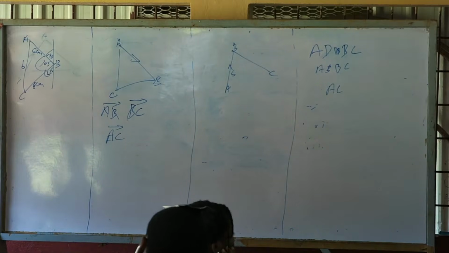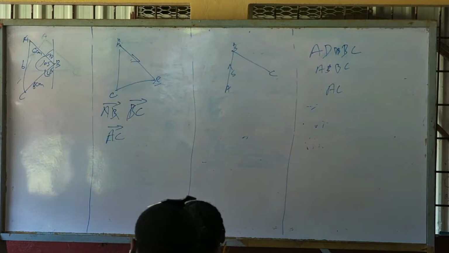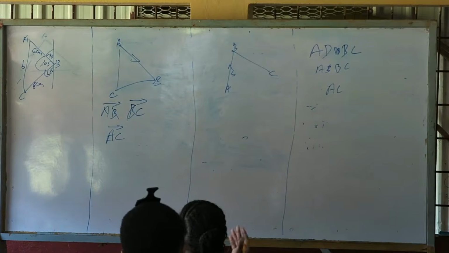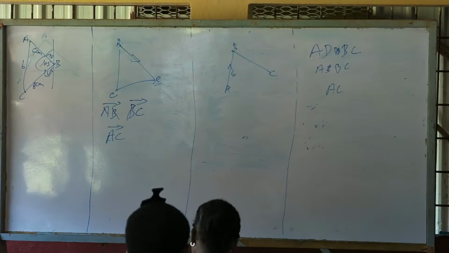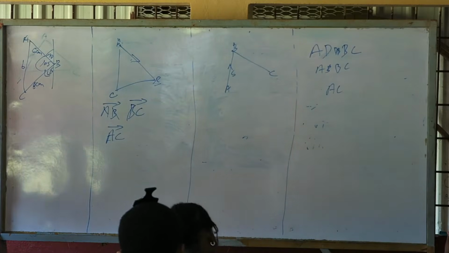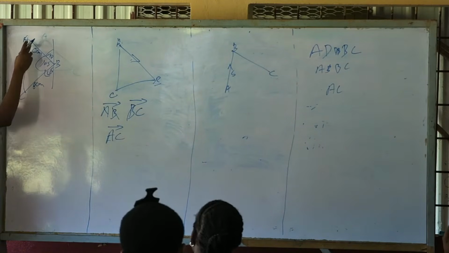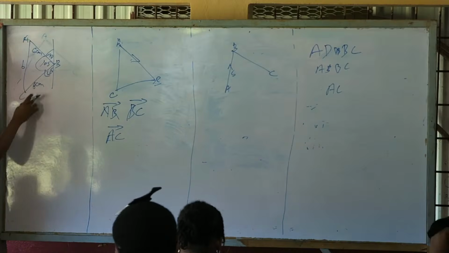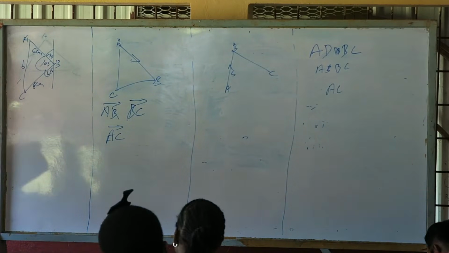Can we use sine rule? We can't use Pythagoras. How do we know we can't use Pythagoras? It's not a right angle, it's not 90 degrees. We can use cosine, but we can't use sine. How do we know we can't use sine? Because we need two of each. It has to be A over sine A equals B over sine B, and we don't have that. So we have to use cosine. What's the cosine rule?